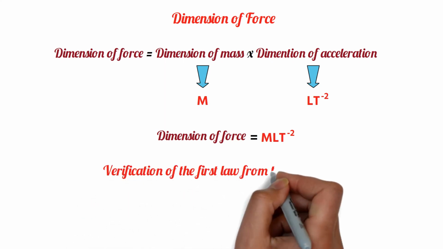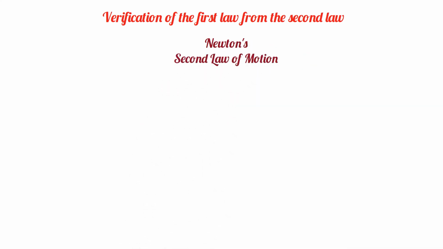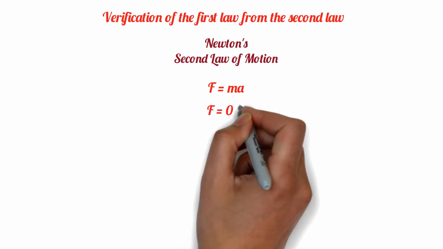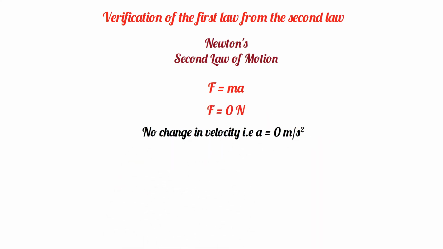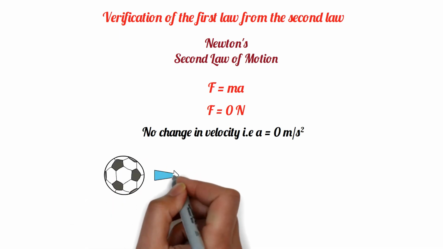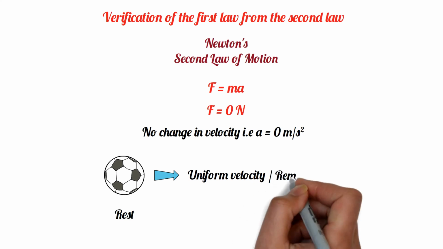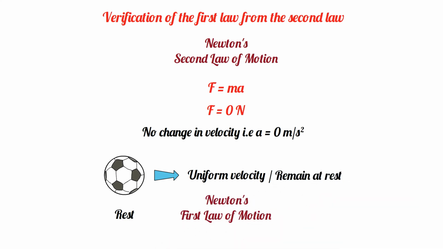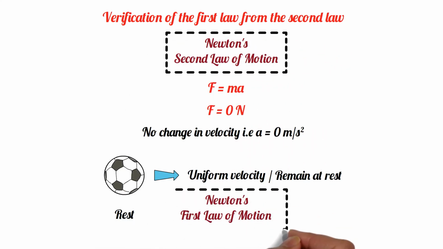Verification of the first law from the second law. From Newton's second law of motion, we find that F is equal to ma. Now, if no force is applied from outside, there is no change in the velocity of the object. The object continues to move with uniform velocity. If the object is at rest, it remains at rest. This is Newton's first law of motion. Within Newton's second law of motion lies the first law of motion.